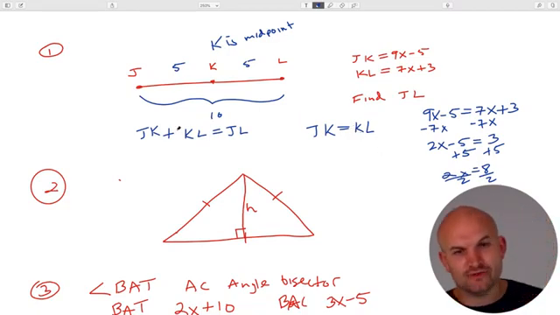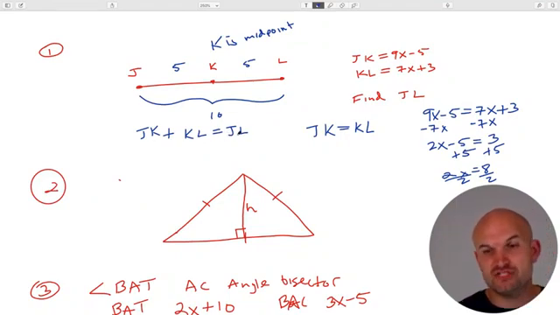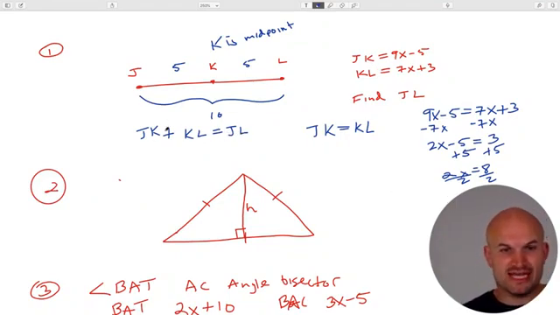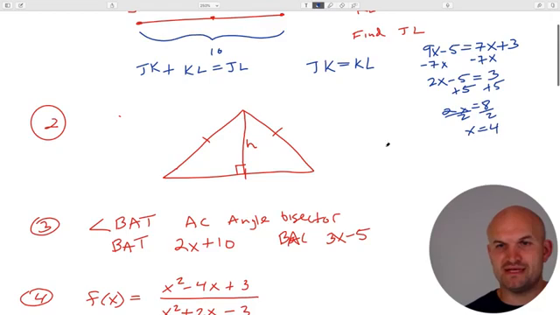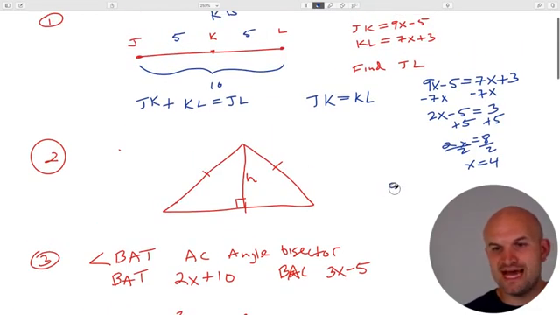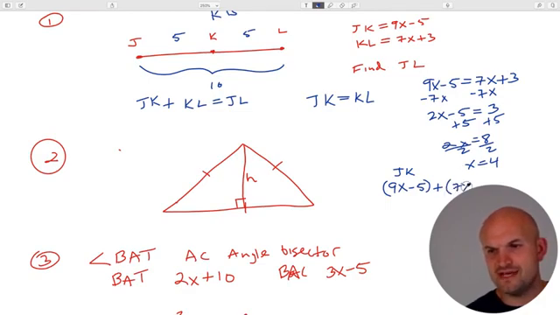Now we're going to use this sum statement to figure out JL. So again, we know that JK plus KL equals JL. Now, using all my space here, we can use 9x minus 5, that's JK, plus KL, which is 7x plus 3, is equal to what? That's equal to JL. Let's replace x with its value, which is 4.